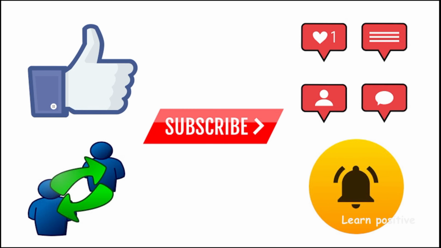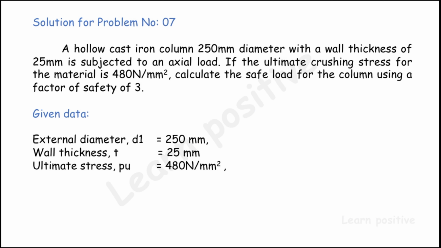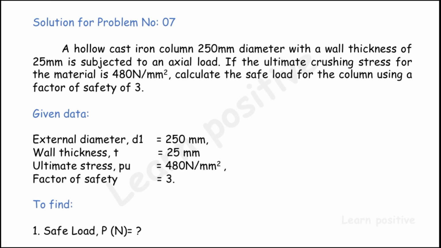Now I am going to take the given data. The external diameter d1 is 250 mm, and the thickness of the wall, small t, is 25 mm. They gave the ultimate stress, p u, as 480 Newton per mm square, and the factor of safety is 3. To find: we have to calculate the value of safe load, capital P, unit is Newton. Now I am going to the solution.